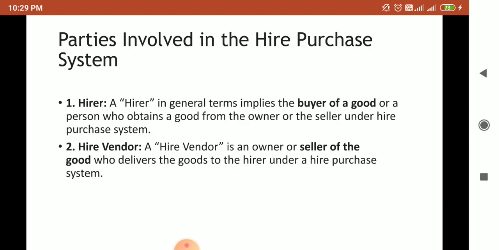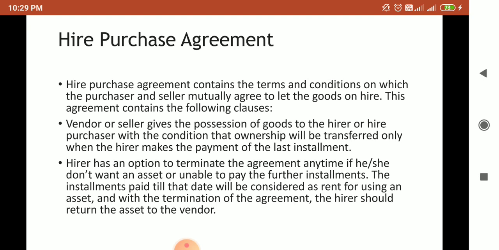Here, the hire purchase agreement is signed between the hire purchaser and the hire vendor. A hire purchase agreement contains the terms and conditions on which the purchaser and seller mutually agree to let the goods on hire. This agreement contains certain clauses, which are the common terms and conditions agreed by both parties, written and signed by both the parties.